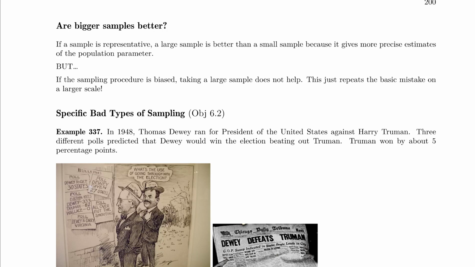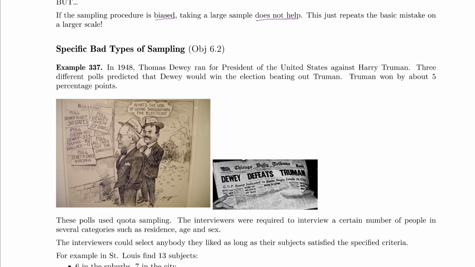So a question might be, are bigger samples better? Well, if a sample is representative, then a large sample is better than a small sample because it gives more precise estimates of the population parameter. But if the sampling procedure is biased, then taking a large sample does not help. Okay, it just repeats the basic mistake on a larger scale. It just makes it worse and worse and worse as you get a bigger sample if you have a bad sampling procedure. So here are some specific types of bad samples.